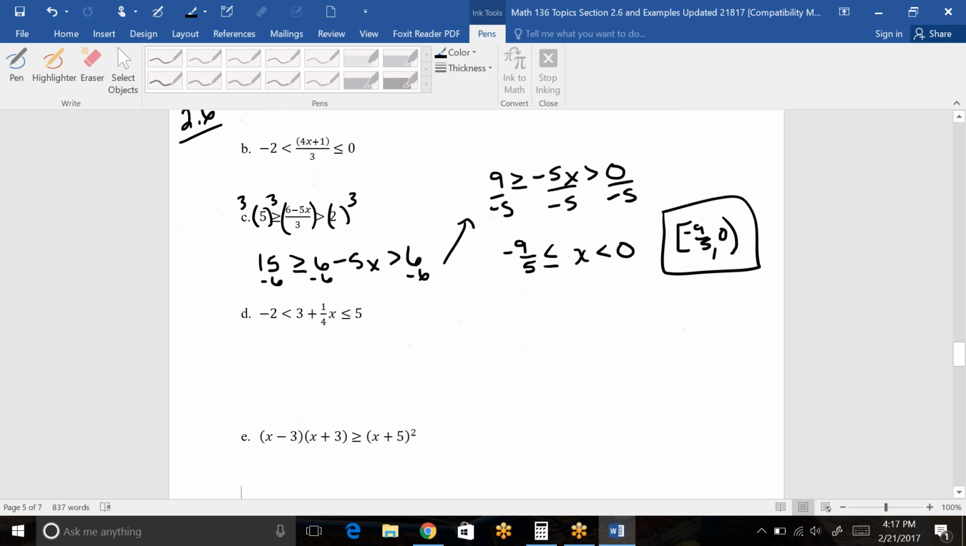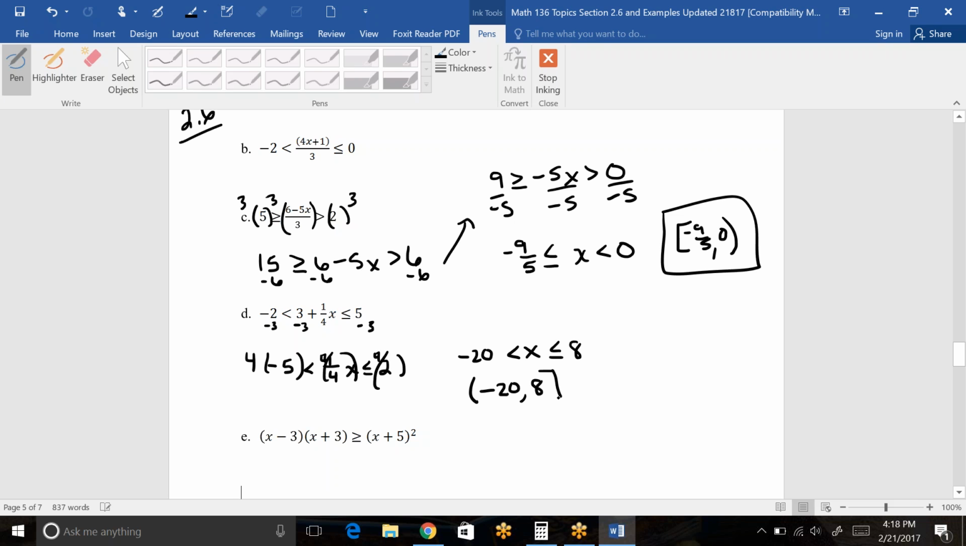Okay, for D part, we need to get the x by itself in the middle again. First step I would do here is not actually going to be to multiply everything by 4. I only do that if the whole middle is a fraction. Since this is separate, and this is a 3 and this is a 1/4, I'm actually going to subtract 3 first. So this would be negative 5 less than 1/4 x less than or equal to 2. Now I want to get rid of that fraction, so I'm going to multiply everything by 4. So that would give me negative 20 is less than x is less than or equal to 8. In interval notation, that would be parentheses, negative 20, comma 8 with a bracket.